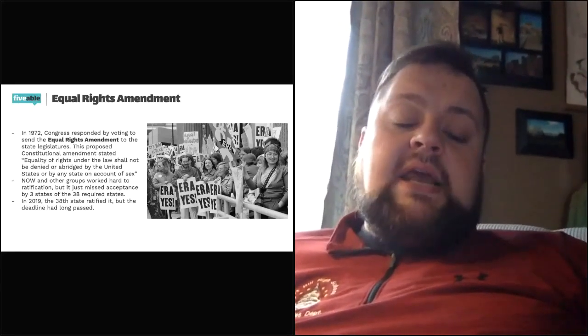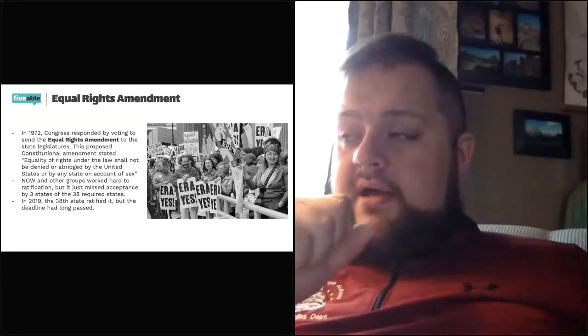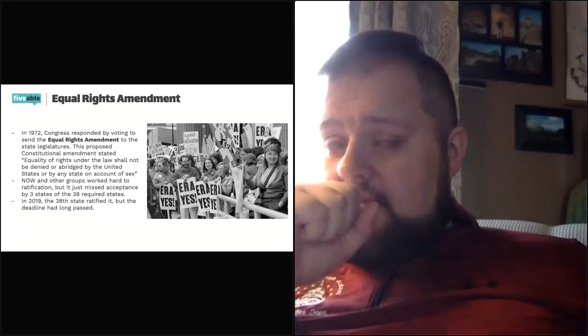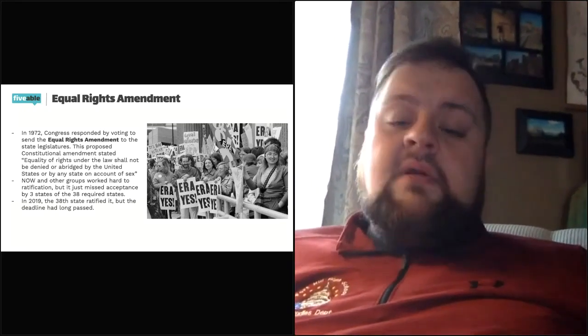In 2019, just prior to the end of the year, it finally hit the 38th state to ratify it.